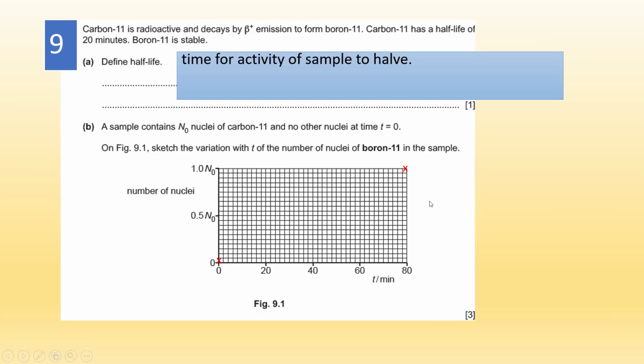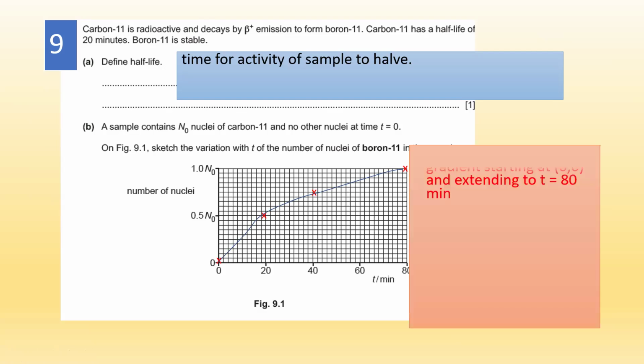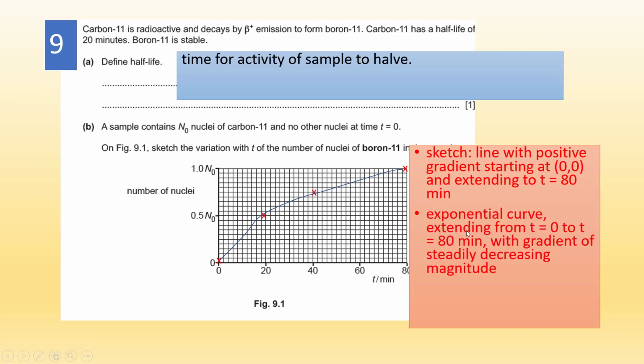So you should be able to plot some of the points and draw the sketch graph. Okay. This is a marking scheme, how they will give you the marks. Line with positive gradient starting at 0, 0, and extending to t equals 80 minutes. Okay, 1 mark. Exponential curve extending from t equals 0 to t equals 80, with a gradient of decreasing magnitude. Okay, satisfied.